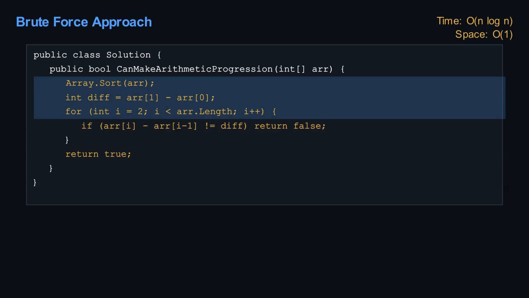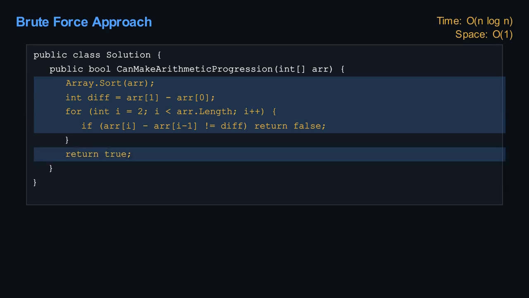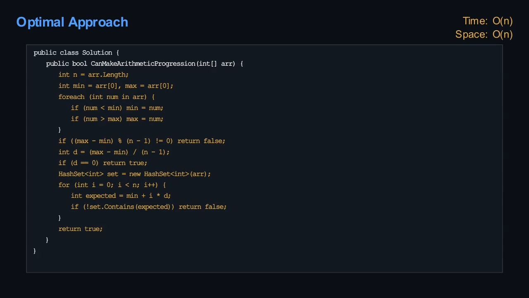While simple, sorting takes O(n log n) time, which might be overkill. Space complexity is O(1), constant, if sorting in place, or O(n) for some sorting algorithms. To optimize, we can avoid sorting.